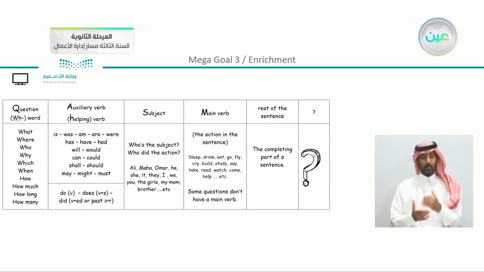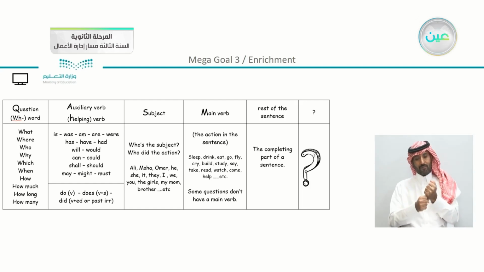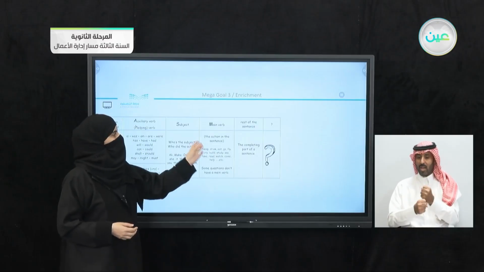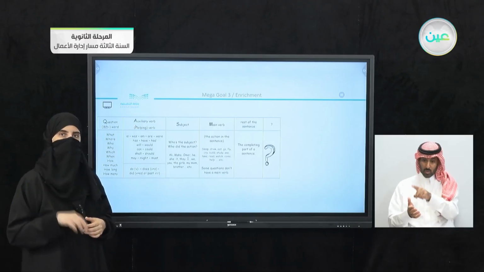Now we have a table here just to show you the arrangement of the sentence or the question. You know that first of all you have the question word, followed by the auxiliary verb, or as we say, the helping verb, followed by the subject. After the subject there is the main verb, and then the rest of the sentence if there is any left. And of course, don't forget to add your question mark.